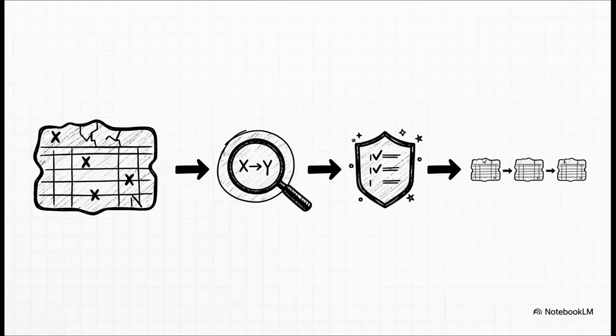So let's just quickly recap the journey. 1. Data redundancy is the enemy. It's dangerous. 2. We can find the hidden rules of our data using functional dependencies. 3. BCNF is our gold standard health check to see if our design is sound. And 4. Decomposition is the cure that fixes the problem without creating new ones.